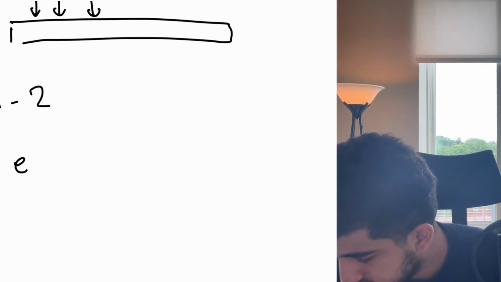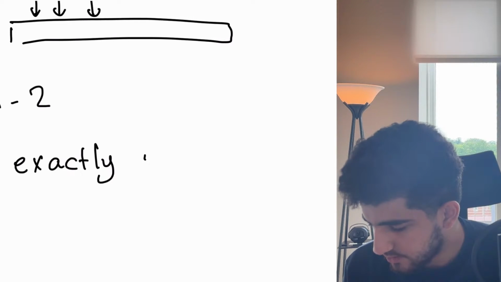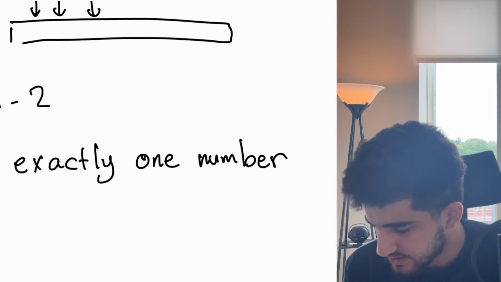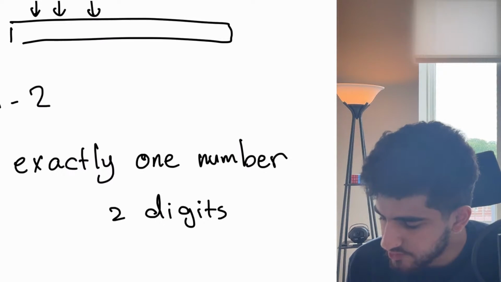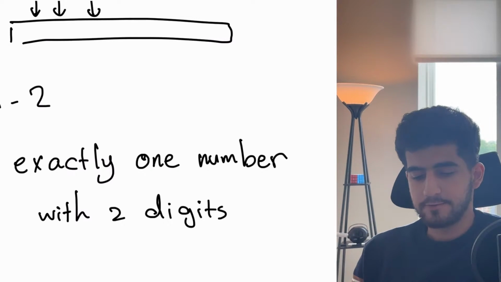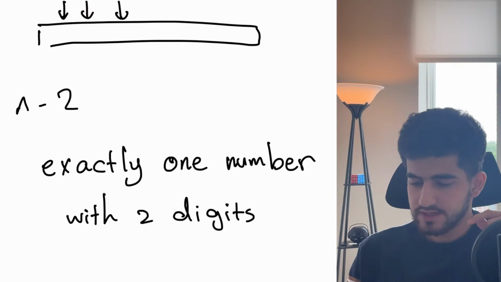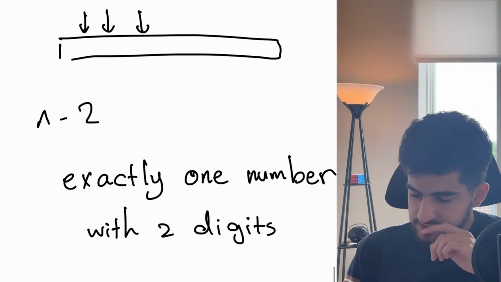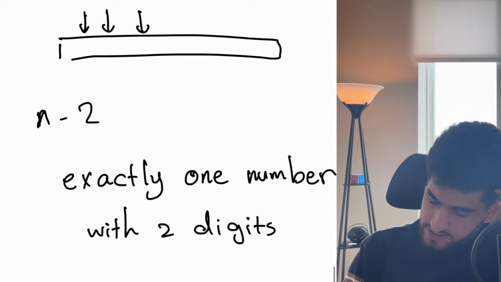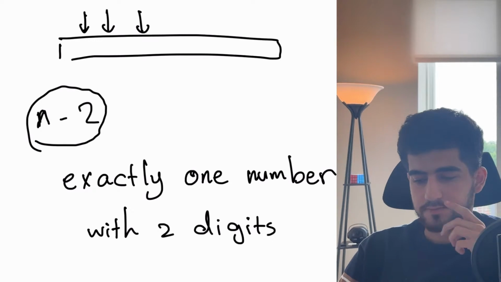with 2 digits, and the rest will have exactly 1 digit, right? So I will have exactly one number with 2 digits, and the rest of them will have 1 digit, because we're going to put n minus 2 symbols between them.